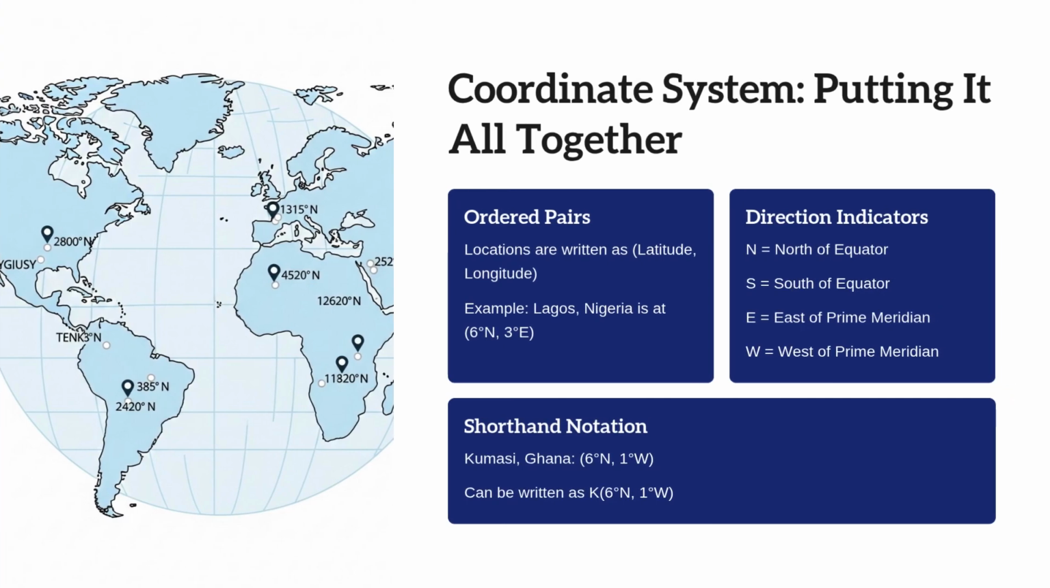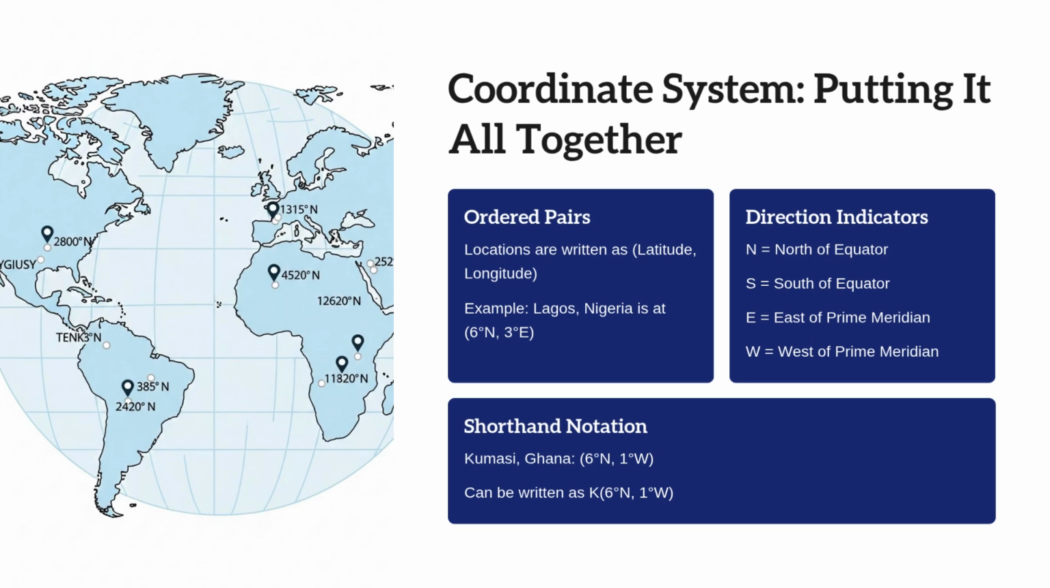Coordinate system, putting it all together. Ordered pairs. Geographical locations on Earth are expressed as ordered pairs in the form latitude, longitude. Example: Lagos, Nigeria, is located at 6 degrees north, 3 degrees east. This is written as 6 degrees north, 3 degrees east.